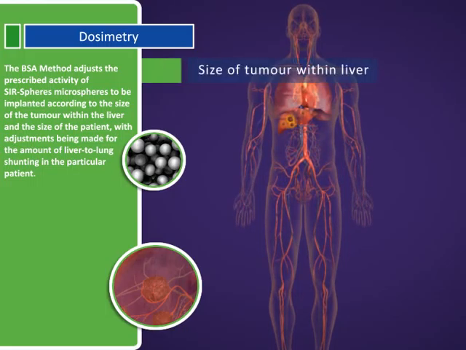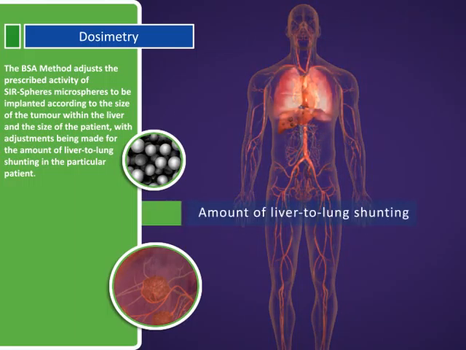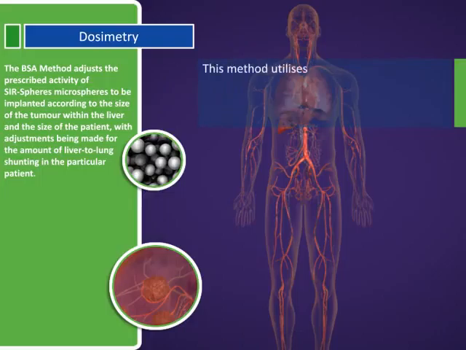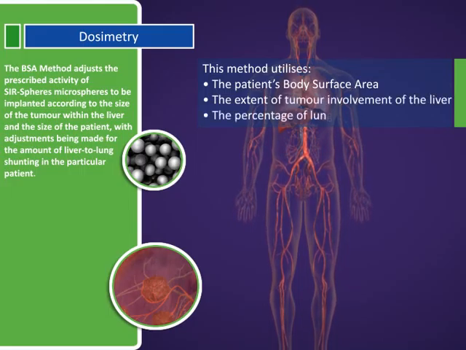The BSA method adjusts the prescribed activity of microspheres to be implanted according to the size of the tumor within the liver and the size of the patient, with adjustments being made for the amount of liver-to-lung shunting in the particular patient. This method utilizes the patient's body surface area, the extent of tumor involvement of the liver, and the percentage of lung shunting.